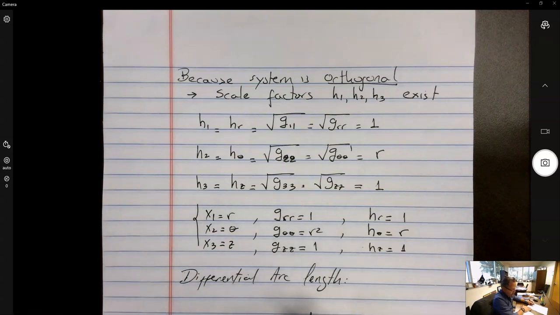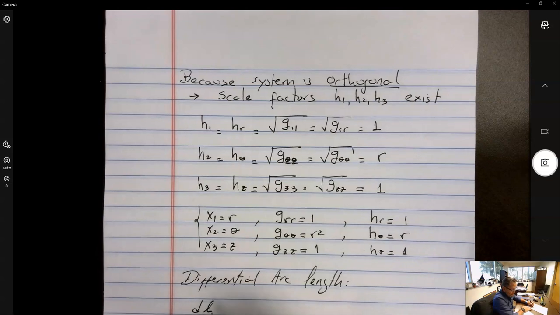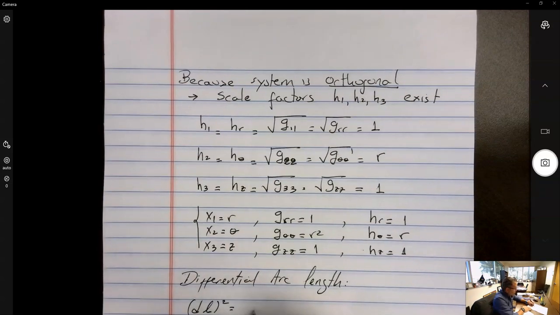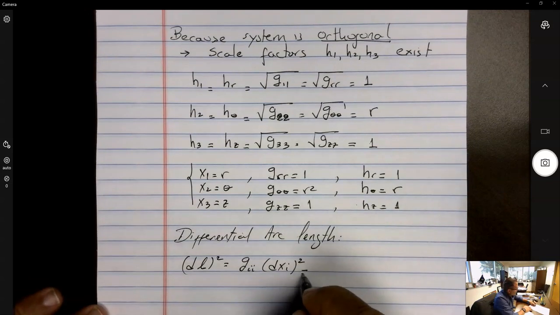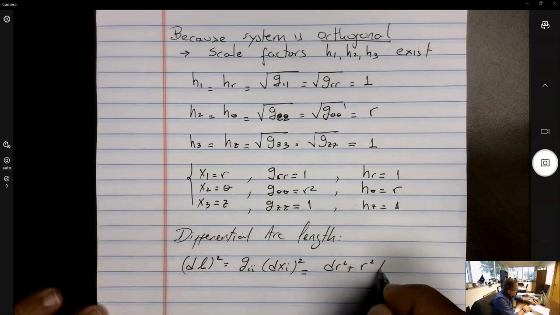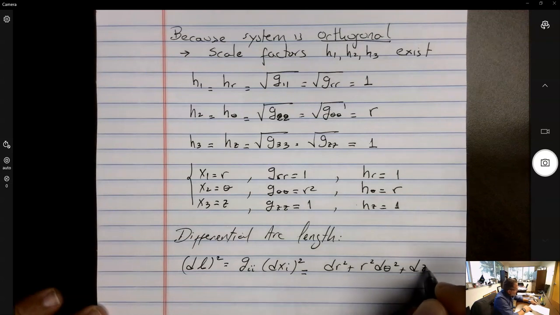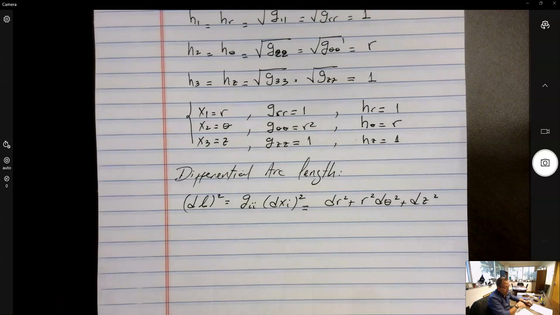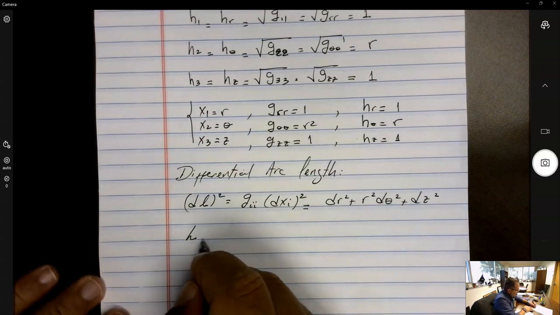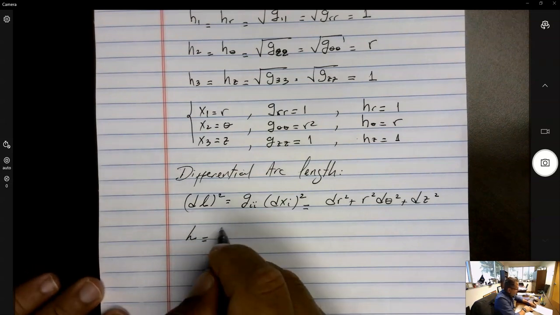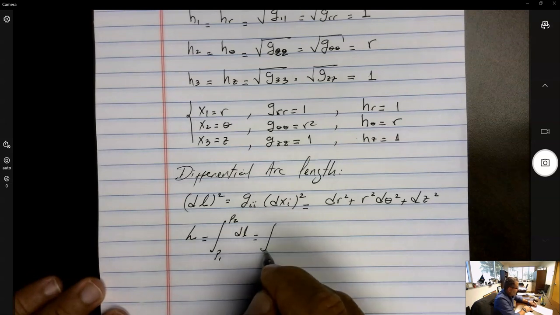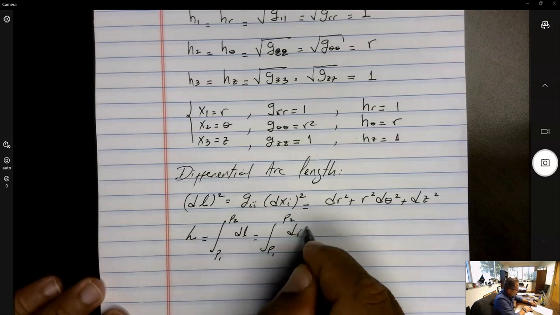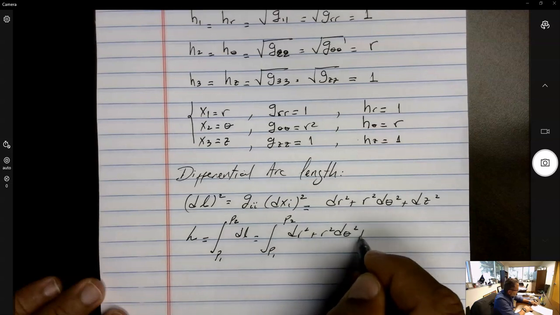So the differential arc length, dl, remember, dl squared is equal to g_ii dx_i squared. This happens to be the case for orthogonal systems, which is dr squared plus r squared d theta squared plus dz squared. So if we wanted to calculate the length of anything in the cylindrical coordinate system, it will be the integral from P1 to P2, between 2 points, of the differential arc length, which is the integral from P1 to P2 of the square root of dr squared plus r squared d theta squared plus dz squared.